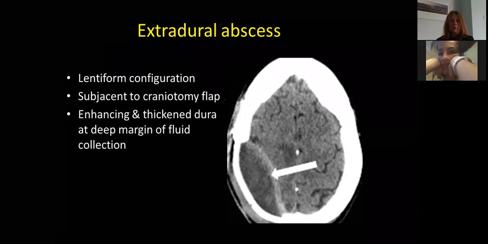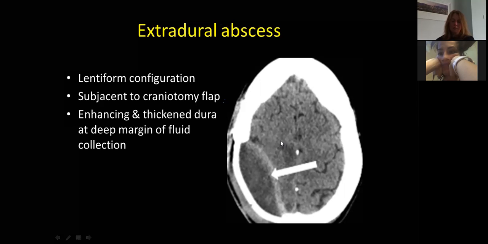So extradural abscess, I never quite understand why they're not called extradural empyema. So it's always subdural empyema. But extradural abscesses tend to have a lenticular configuration, and they're underneath the bone flap. What you see in abscesses is this thickened dura, and its enhancement at the deep margin of the flap. So that's quite common, that's quite characteristic of an extradural abscess.